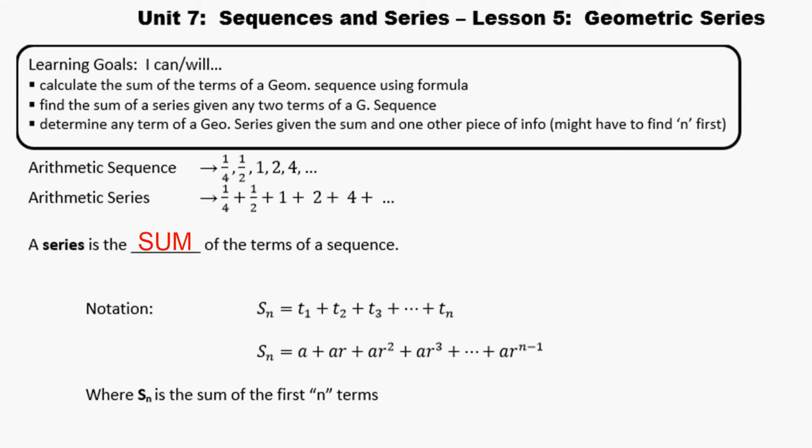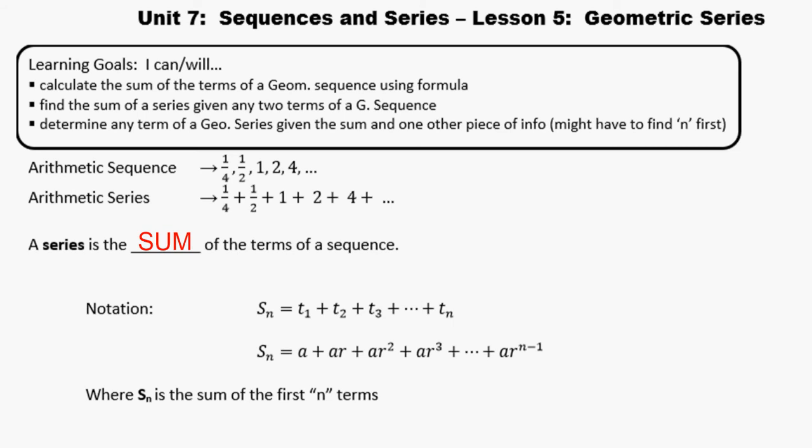Welcome to Unit 7, Lesson 5, Geometric Series. The learning goals today are: calculate the sum of the terms of a geometric sequence using a formula; find the sum of the series given two terms of a geometric sequence; determine any term of a geometric series given the sum and one other piece of information. You might have to find n first.